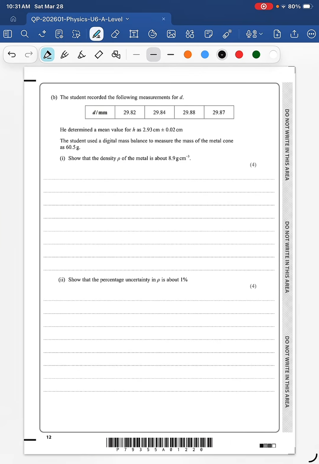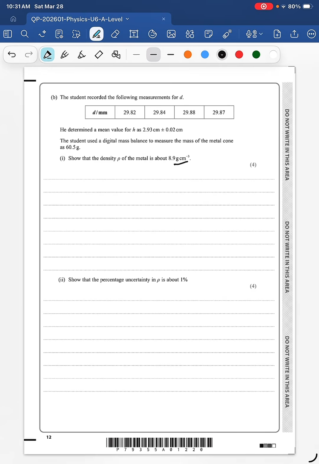The student recorded the following measurements for D, and we see 4 measurements. He determined a mean value for H as 2.93 plus or minus 0.02 centimeters. The student used a digital mass balance to measure the mass of the metal cone as 60.5 grams. Show that the density rho of the metal is about 8.9 grams per cubic centimeter.